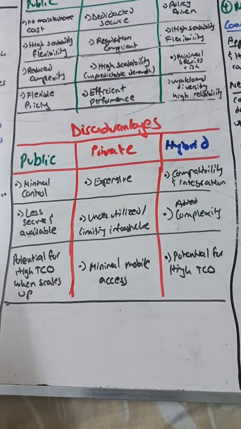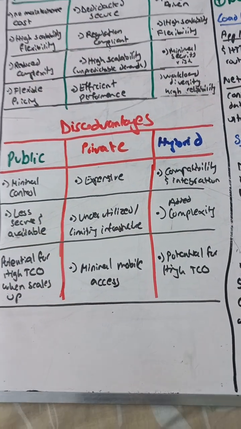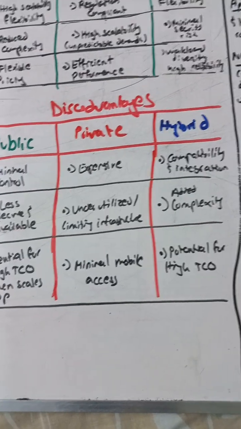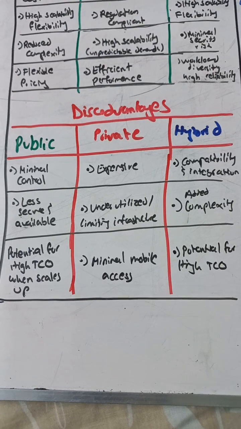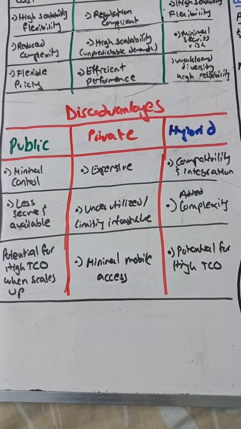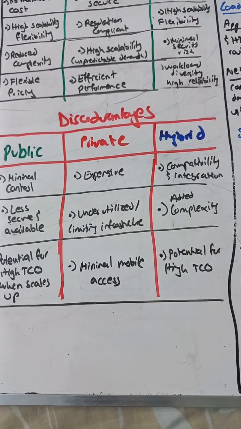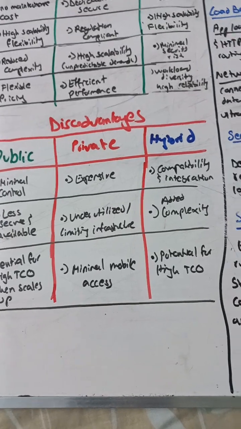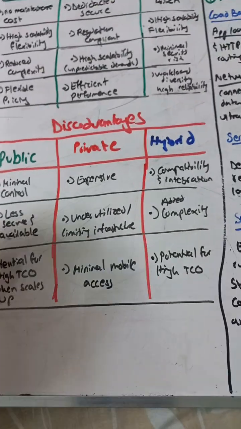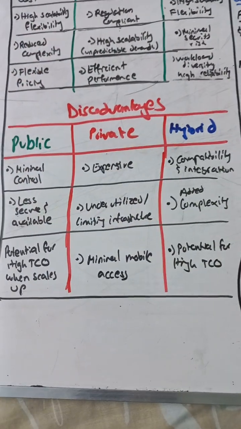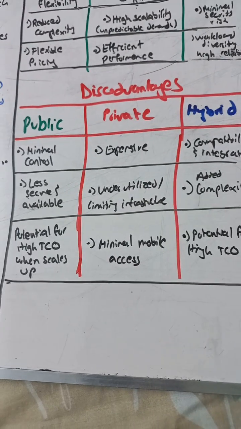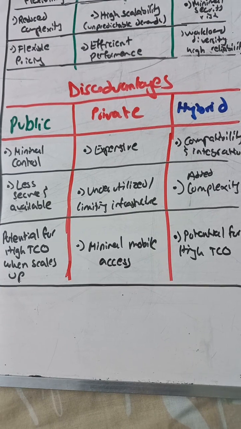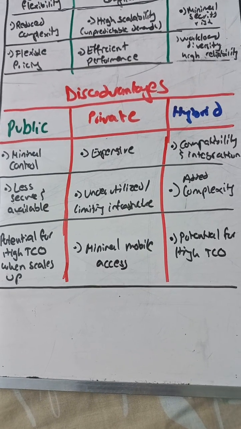When you're using your own data center, it could be possible that most of the time it could be underutilized, or it could be the fact that you only have so much money to be used for buying your infrastructure or your hardware. So there is some sort of capacity limit as to how much you can buy because of your limited budget. And you also have minimal mobile access because you don't want every device to be connected to your private network.